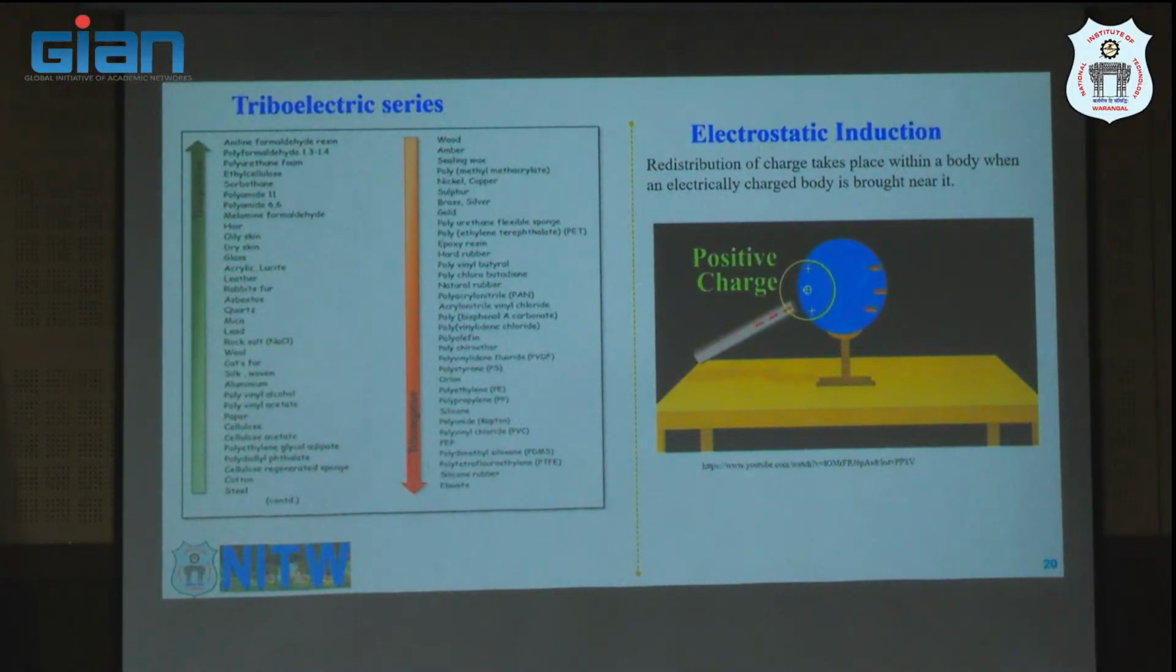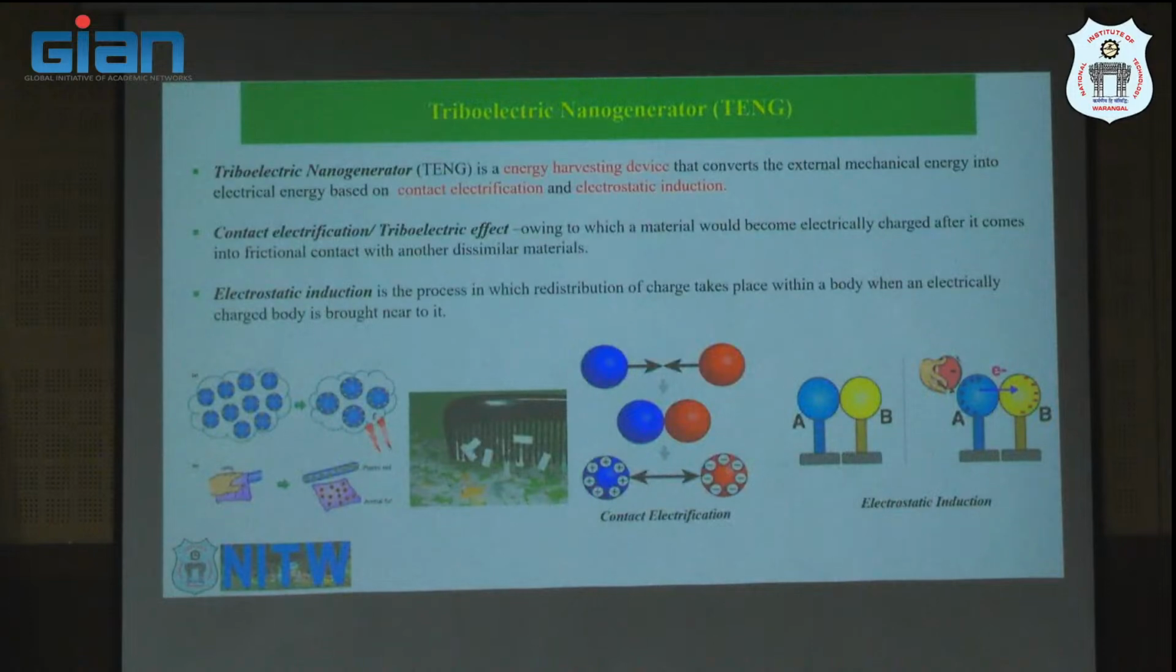So these are the two phenomena we are going to use. One is contact electrification. You require two materials to contact each other, and when they separate, there will be the induction phenomenon. Okay. So these are the two principles on which we are going to make our triboelectric nanogenerators. This part we have discussed just now.